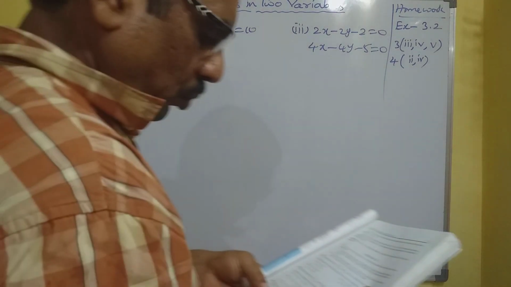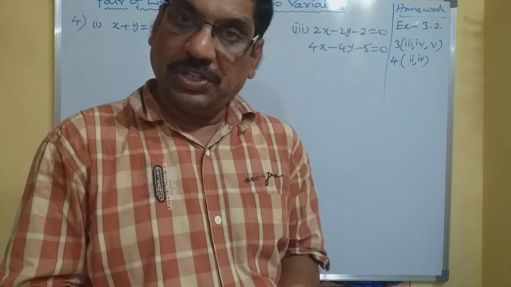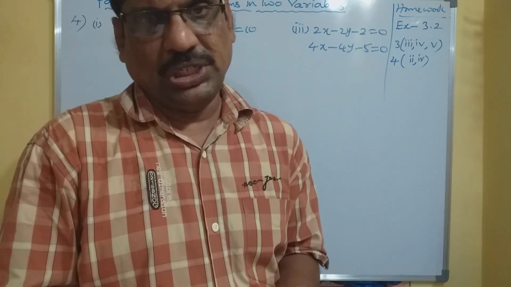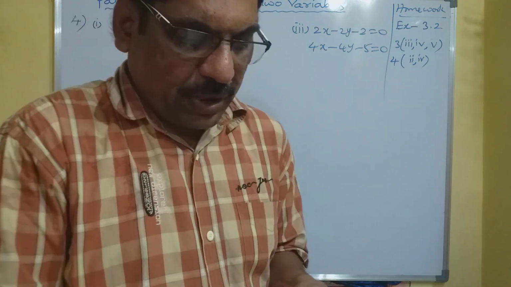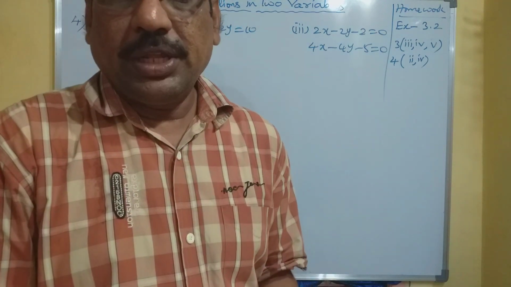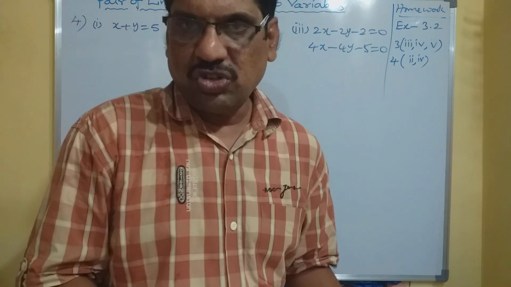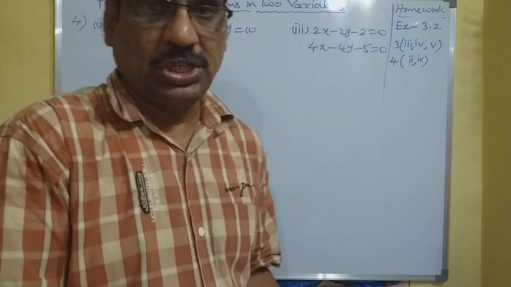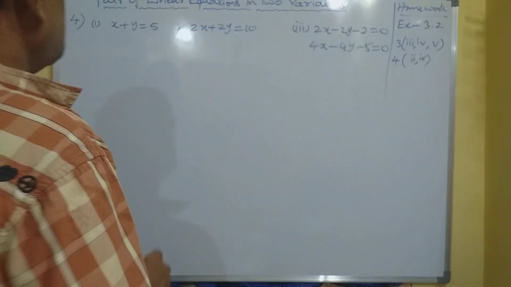Now look at the fourth Roman. Which of the following pairs of linear equations are consistent or inconsistent? It is also the same as the previous problem. If consistent, obtain the solution graphically. Anyway, we are not doing the graph work. Graphs we will do after the reopening. So let us check whether the given equations are consistent or inconsistent. Now look at the first problem.